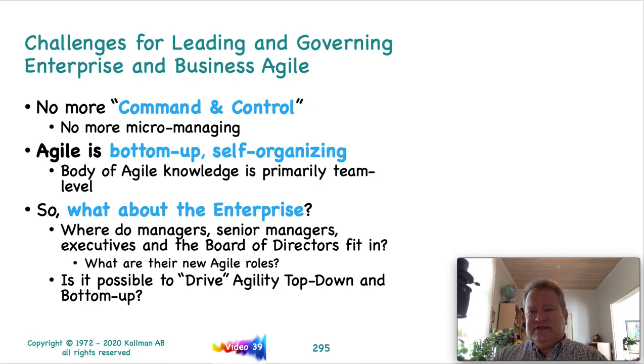And this is where it gets a little tough for executives, because Agile is bottom up. It should be self-organizing. The body of Agile knowledge is probably primarily team level. And so what about the enterprise? We've been looking at the struggle between individual and team and product and organization, the left and right hand side. Where do the managers, senior managers, executives, and board of directors fit in? What are their new Agile roles?